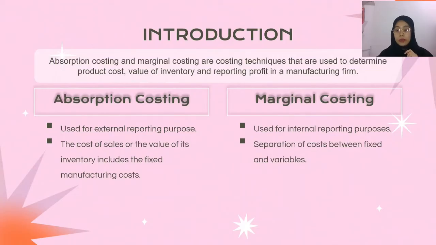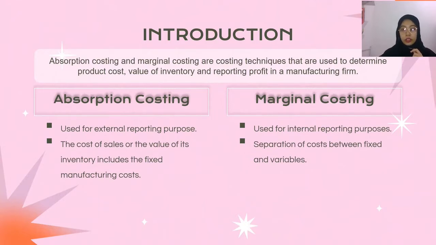First of all, my name is Nur Afika Aina binti Azizi and I'm going to explain about MC and AC. AC is short for absorption costing and MC is short for marginal costing. Absorption and marginal costing are costing techniques that are commonly used to determine product cost, value of inventory, and reporting profit in a manufacturing firm.